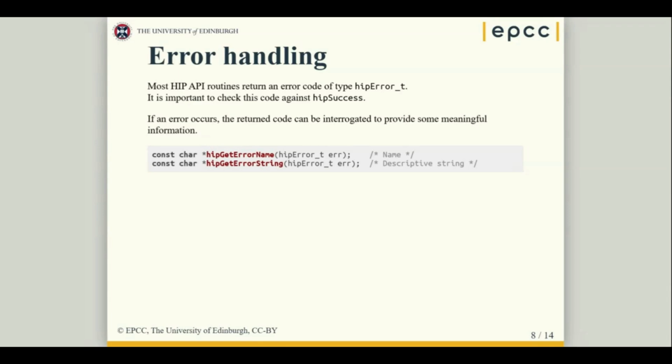When you return this error code, you can inspect it. You can get the name of the error and you can get the error string by calling these two functions: hipGetErrorName and hipGetErrorString, from the error return code that's been returned from each of these functions.